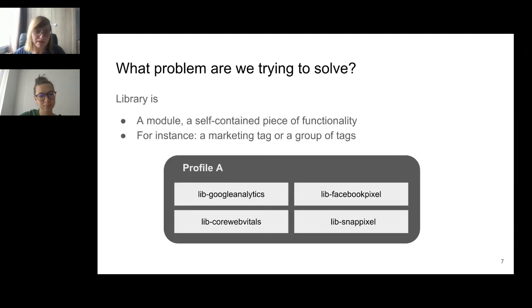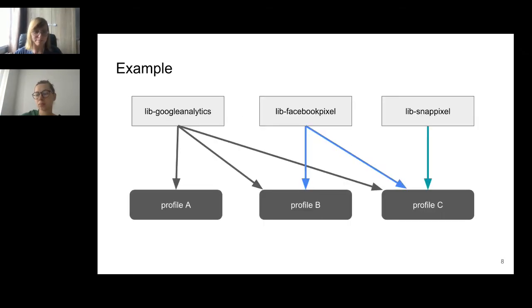And here is an example of a problem that we are going to solve with libraries. We are simply extracting into a library functionality that can be self-contained. This functionality could be something like the whole Google Analytics stack with its data layer variables, firing rules and extensions, or a Facebook tag with, again, its data layer variables, firing rules and extensions.